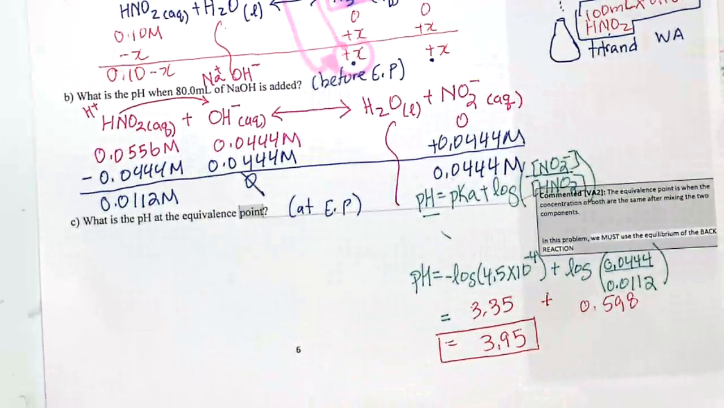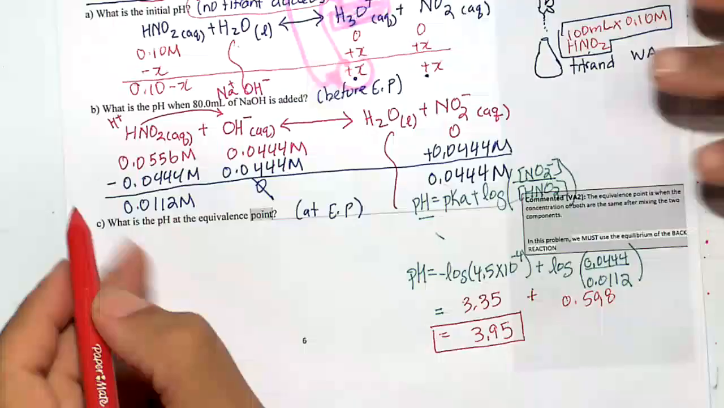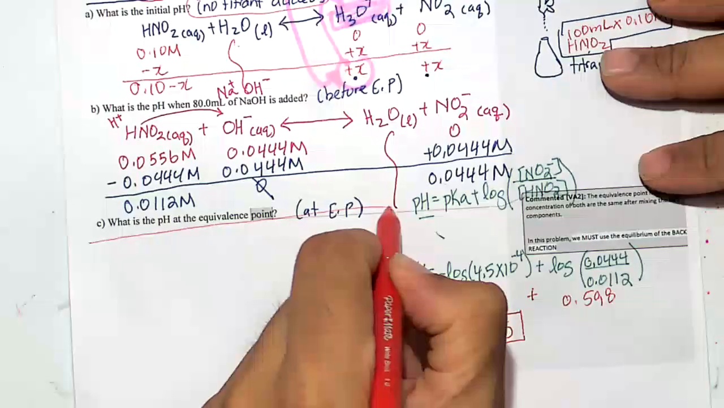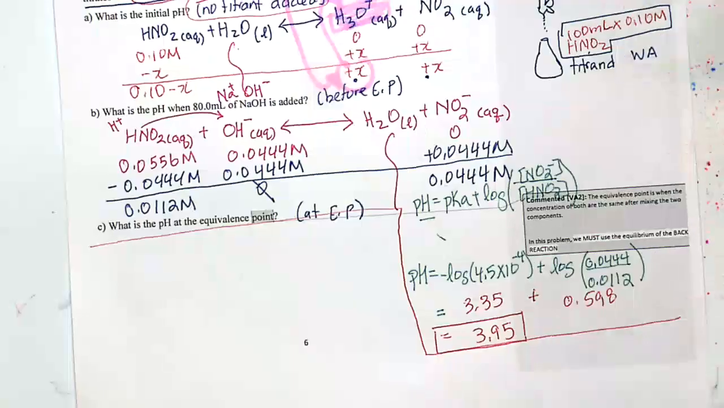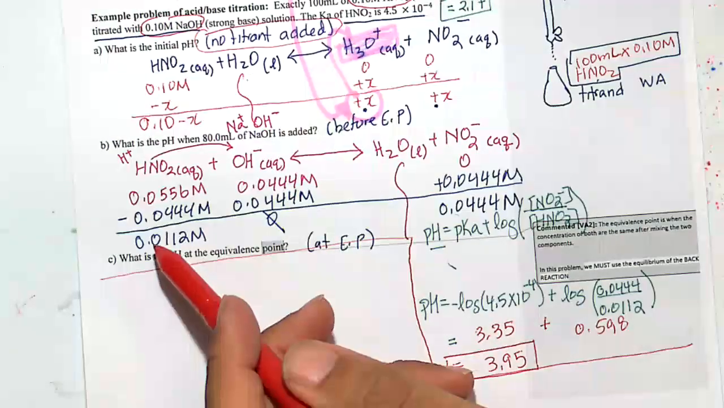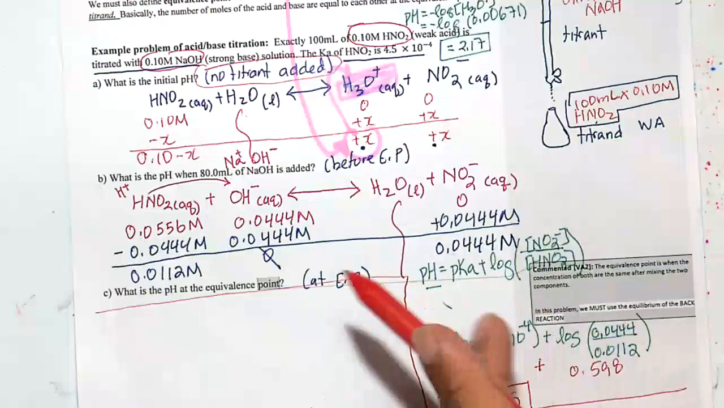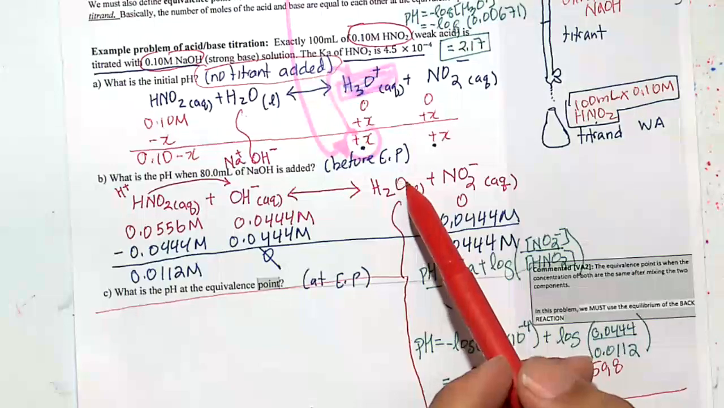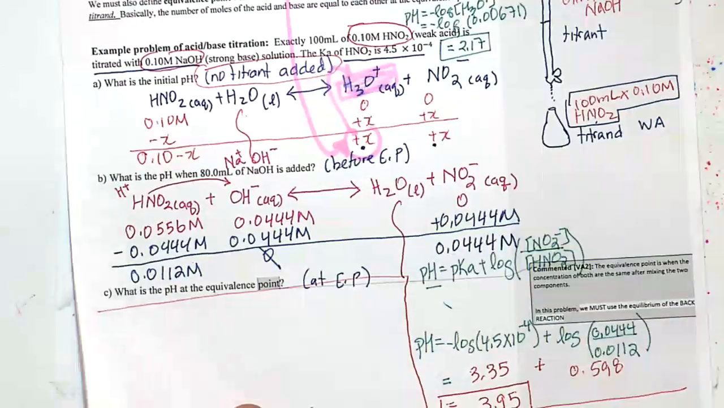So the key here is to use the Henderson-Hasselbalch equation. All right. And like Samantha says, the strong base will eat all of it. All of it. All right. So this is the scenario where it's before the equivalence point.